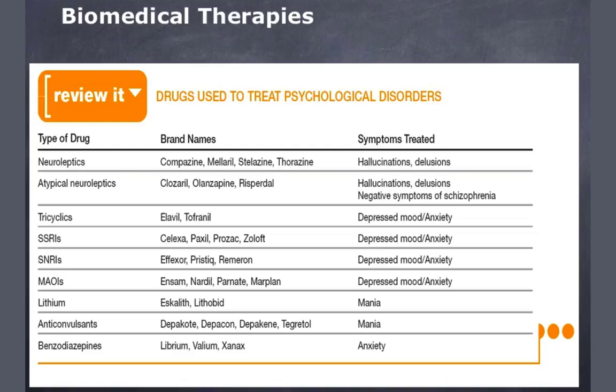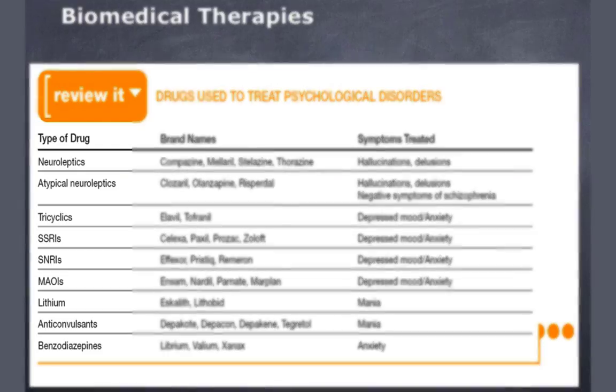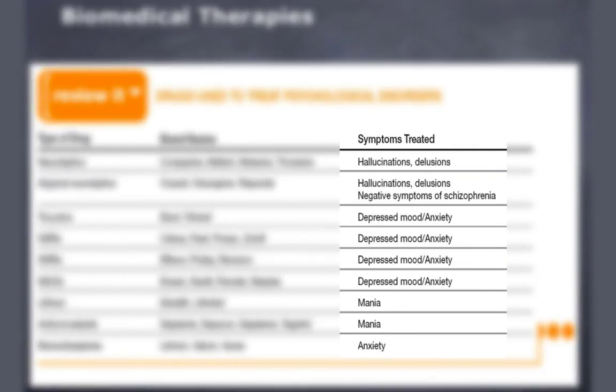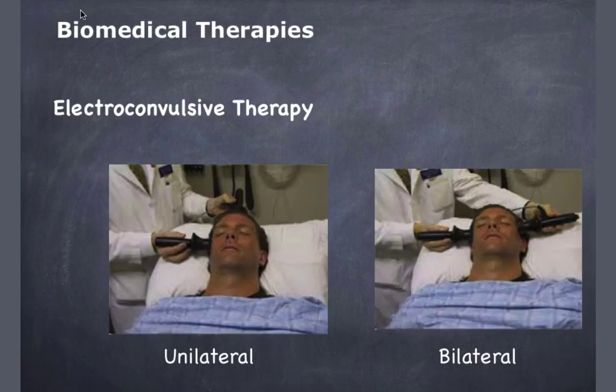So if we look, just quickly, at this slide here, drugs used to treat psychological disorders, you see a list of the drugs on the left, some brand names in the middle, and the symptoms that they treat on the right. Now, as an alternative form, and not everyone is aware that this is still occurring, is electroconvulsive therapy. An electric current is passed through the right hemisphere of the brain, usually reserved for severely depressed patients who are suicidal and don't respond to other treatments. It's highly effective for major depression.